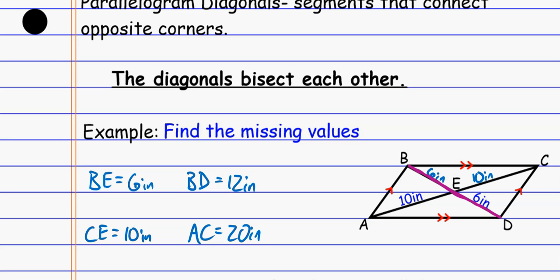So again, that's the special property here: the diagonals bisect each other. If I look at one diagonal, I say, hey, it bisects the other one. If I look at the other diagonal, I say, hey, this bisects the other diagonal.